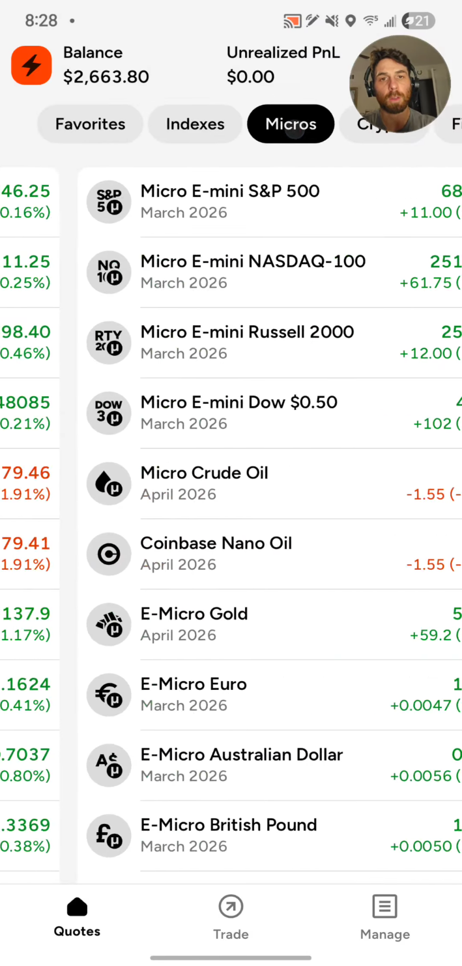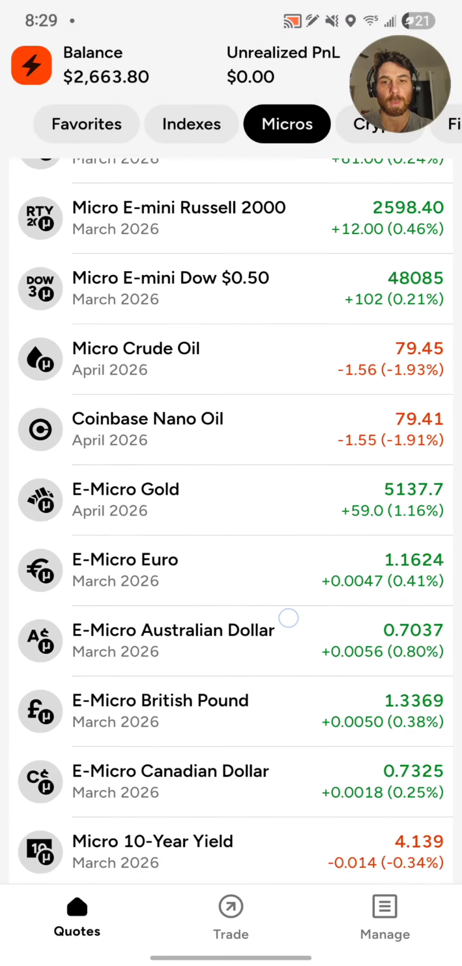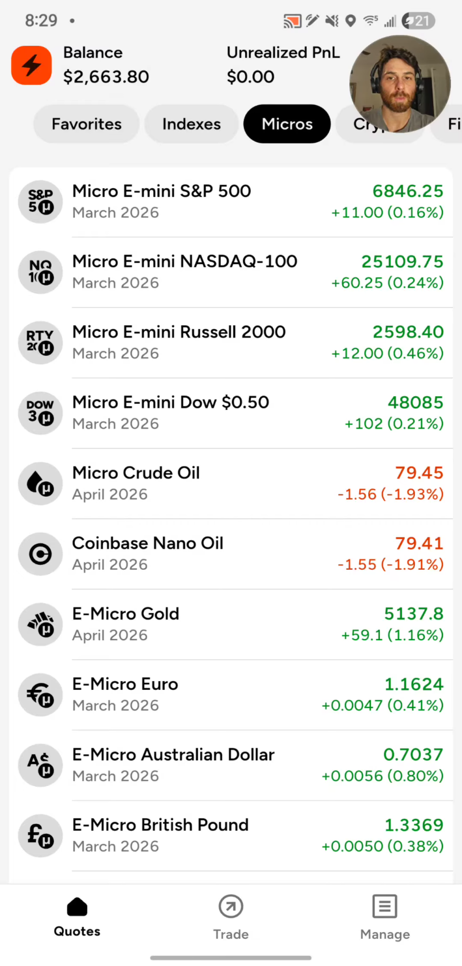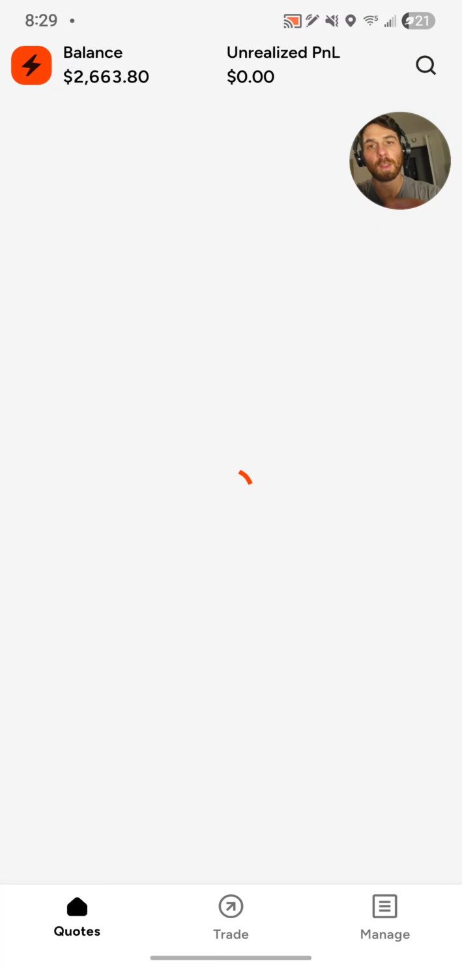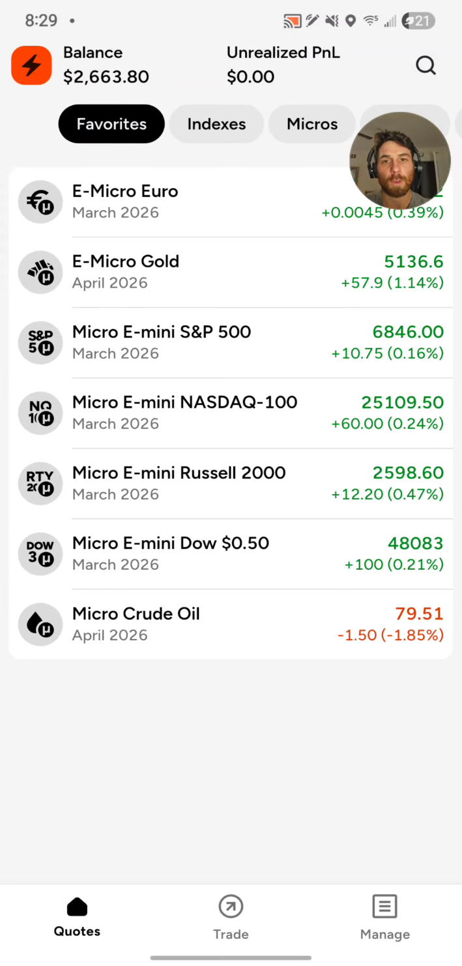Let's get started. So you would go to micros if you want to trade micros, because it's easier to get into if you want to start out with lower money, something that's not going to be so volatile, and the initial requirements are lower to get into as well. So anyway, let's click on micro E-mini S&P 500, and we would add that to our favorites, which I've already done there. And so under our favorites, we would have that.